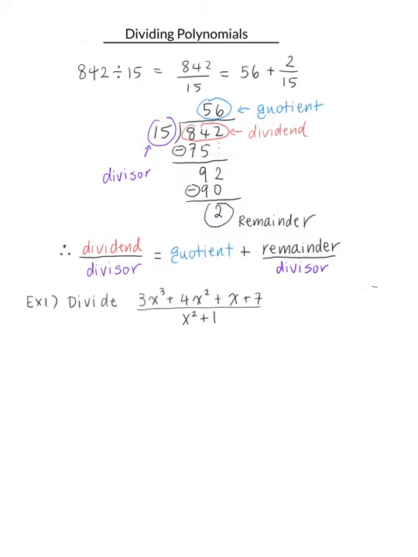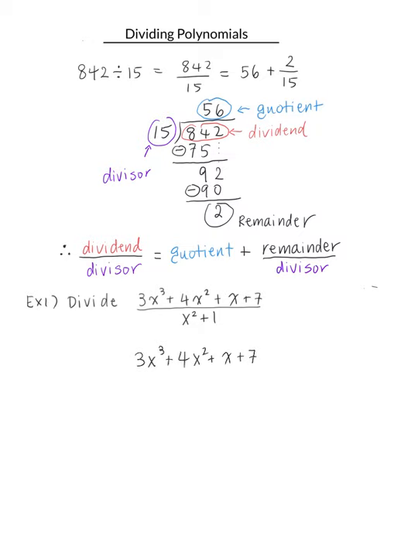Alright, so let's try to divide 3x cubed plus 4x squared plus x plus 7 all over x squared plus 1. So first we need to set this up in a long division of a polynomial form. So we're going to do the same thing. First we're going to take our dividend, which is 3x cubed plus 4x squared plus x plus 7.